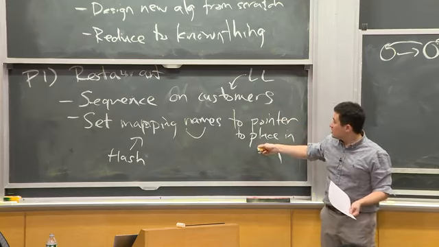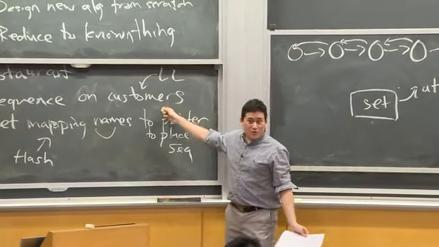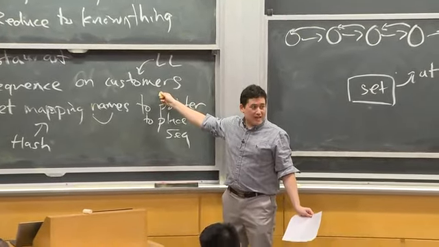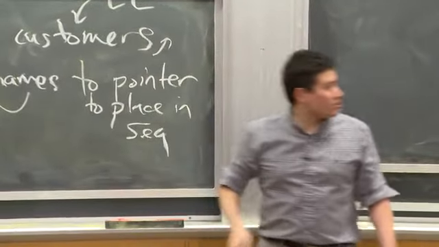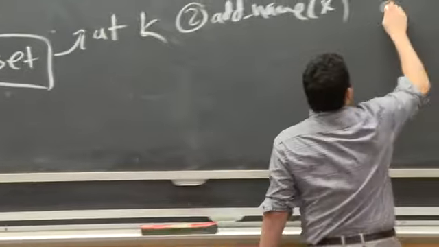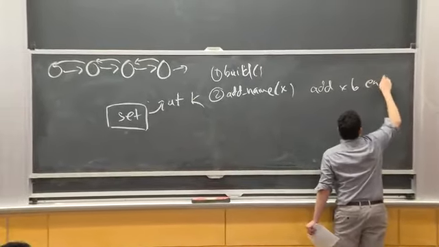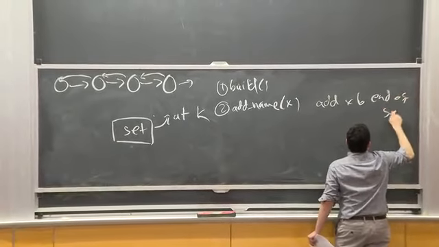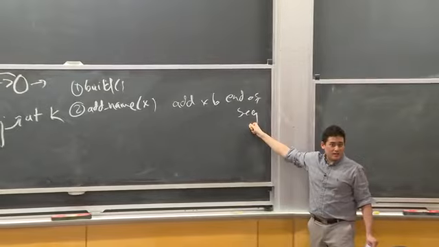Oh, sorry. Adding a guy, I could do either way, right? I know where he is going to go. End of the list, right? So I can just stick it there, right? So add x to end of sequence. All right, so I already come to a trick that I like, right?